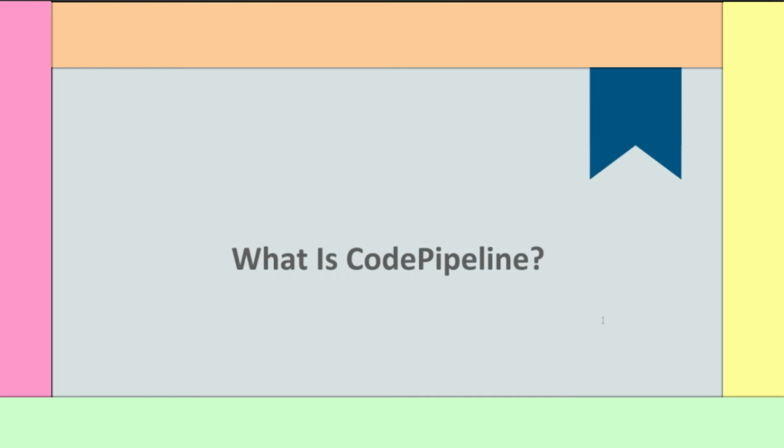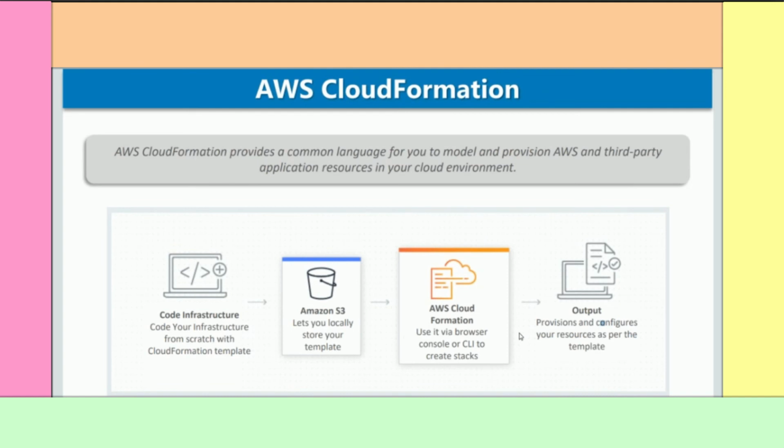Next we have CodePipeline. And the templates here are written in JSON. So either we can have the template created in JSON, or we can also use YAML scripting for deployment of each and every one of these applications one by one.